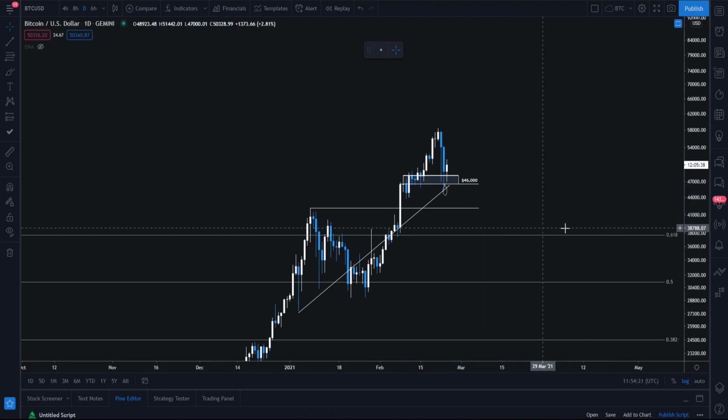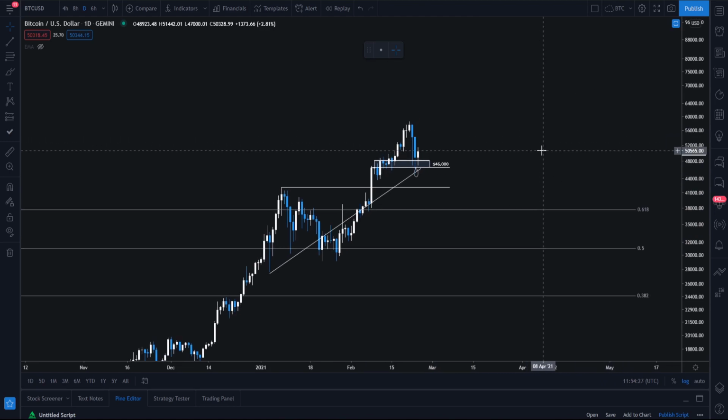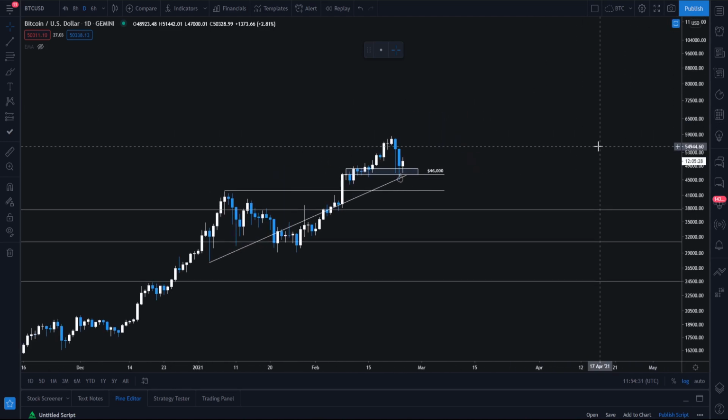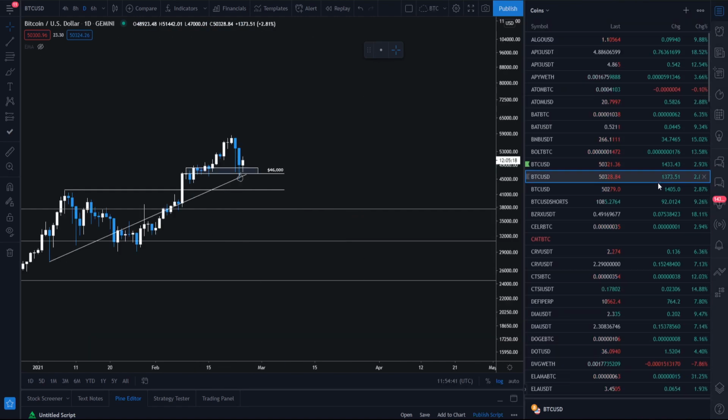I still think price action is looking decently good, low time frame and high time frame. So yeah, that's pretty much it on Bitcoin right now. 50,000 is important to watch, and we have to wait and see if this level gets support validated or if it just acts as resistance. Let's take a look at some other stuff.